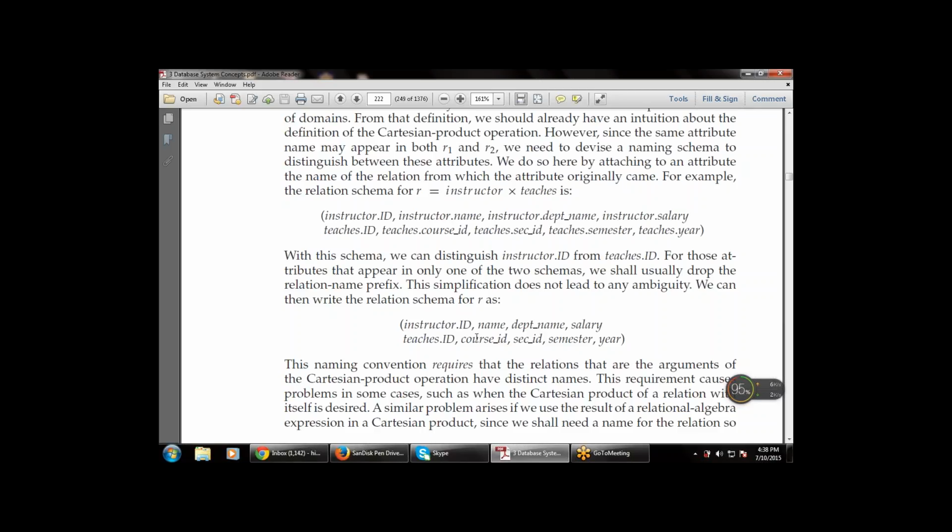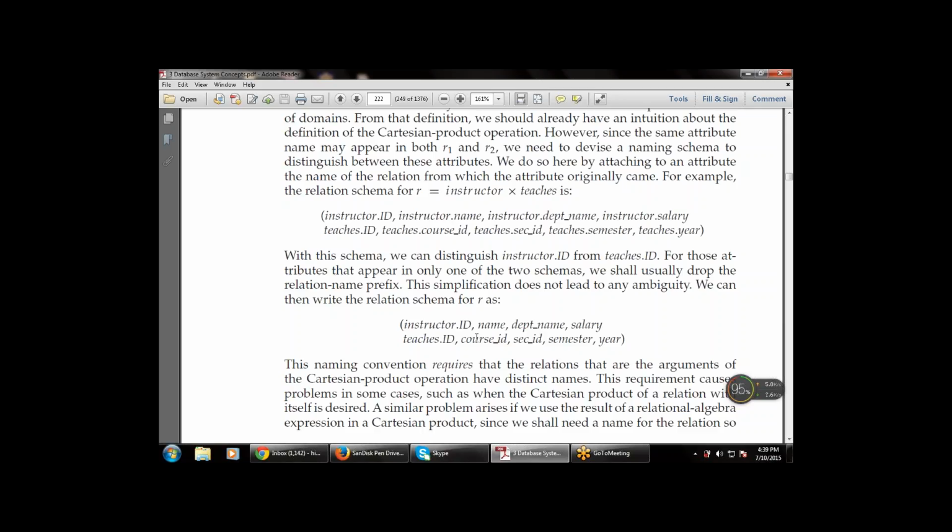So if I want to find the attributes that appear in only one of the two schemas, then we usually drop the relation name prefix. This is instructor.ID, name, department name, salary. The instructor table name is used only one time, as the prefix. So there are four fields taken from the instructor: ID, name of the instructor, department name of the instructor, and the salary of the instructor. In the same way, there is teaches.ID, course ID, section ID, semester, year.